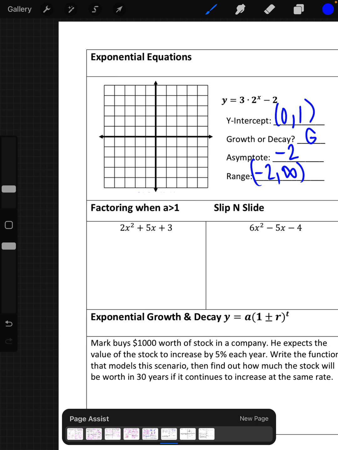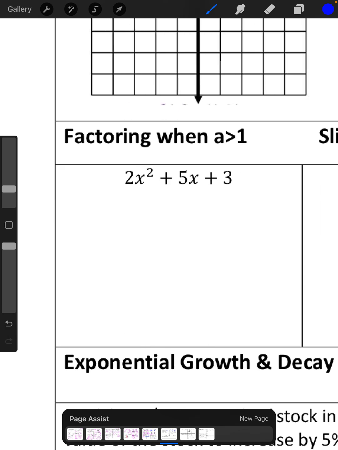All right, so they do a thing called the slip and slide method. That is not something I taught you. It's not something I think is beneficial for you to learn. What we do is the X method, and it's basically the same thing, just in a slightly different shape. So I'm going to go ahead and do the X method with these.